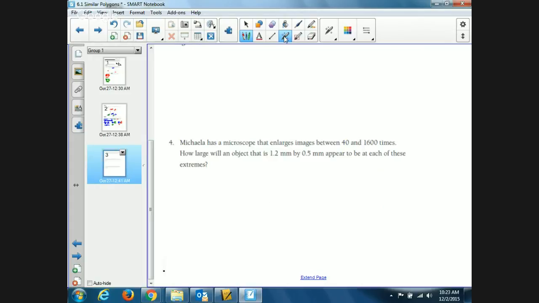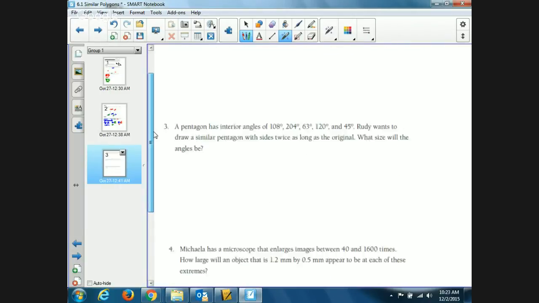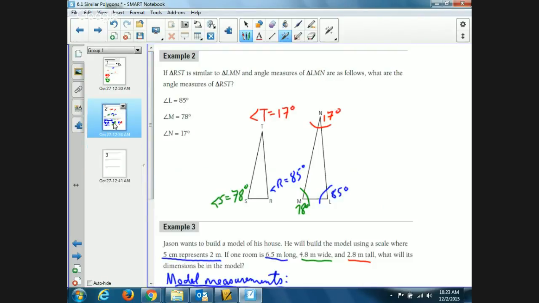For the microscope one, the images are between 40 and 1600 times as big. So your scale will be 1 in real life to 1600 times larger, or 40. You'll have 2 to solve. You'll multiply with the 40 times magnification and the 1600 times magnification. So go for it. We can arrange for more problems after that.